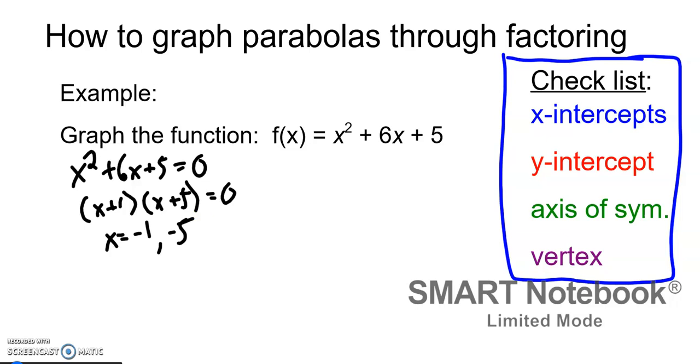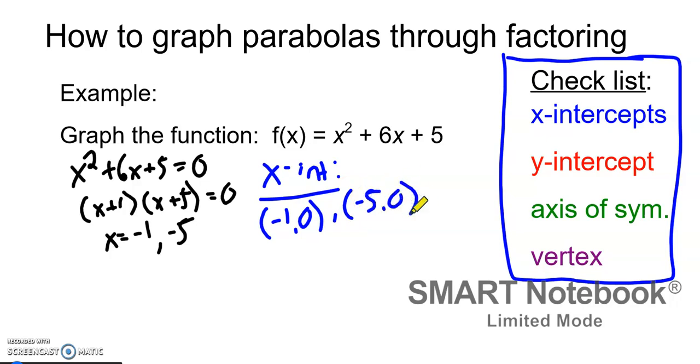So my x-intercepts are going to be -1, 0 and -5, 0. Those are my x-intercepts. Awesome. Nice job. Sweet. Let's look for the y-intercept. Well, the y-intercept is when x is 0, or we just look for the constant term. If we look at our equation, this 5 is chilling all by itself. That's going to be our constant term. The term that's chilling all by itself is the constant.